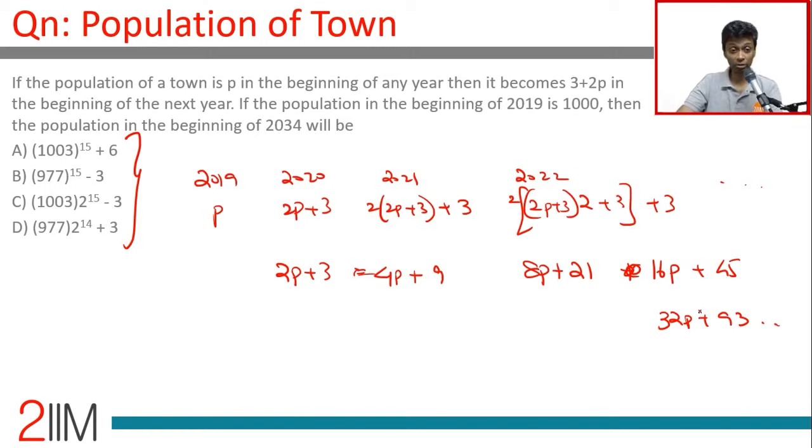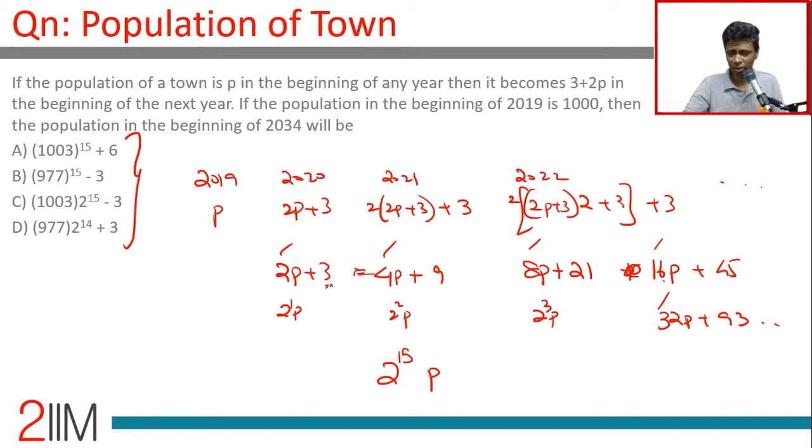The first pattern we notice is that this goes as 2P, 4P, 8P, 16P, 32P. That part is simple. So this is going to be 2 power 1 into P, 2 square into P, 2 cube into P, 2 power 4 into P, 2 power 5 into P, and so on. From 2019 to 2034, there are 15 years, 15 jumps. So finally, we've got to have a 2 power 15 into P. In our case, P is 1000. We'll plug that in at the end. That part we have solved.